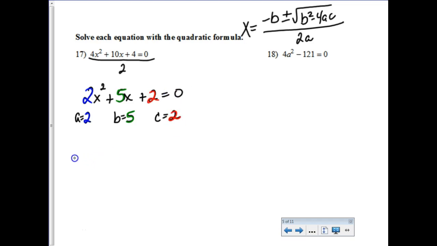Alright, here we go. So your solutions through the quadratic formula are opposite of b. So positive 5, the opposite would be -5. And then your plus and minus square root of, instead of writing b squared, 5 squared, I'm just going to write 25.